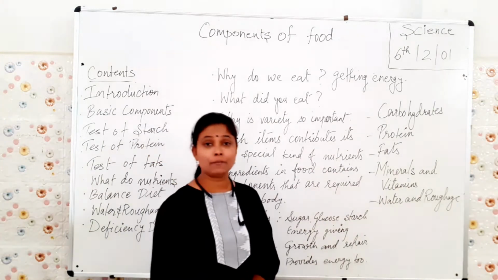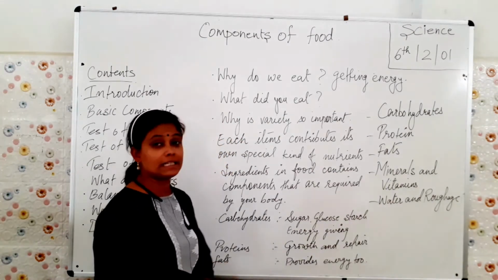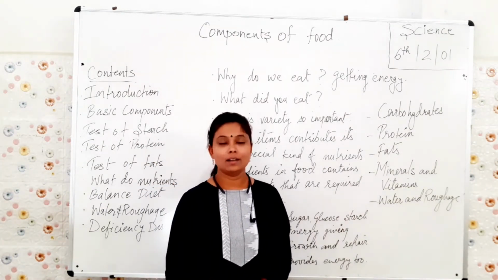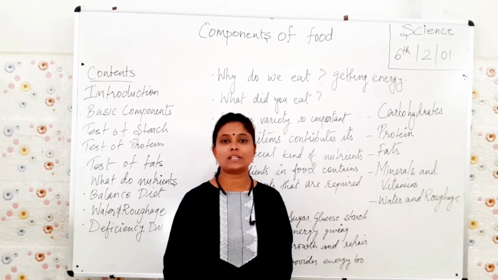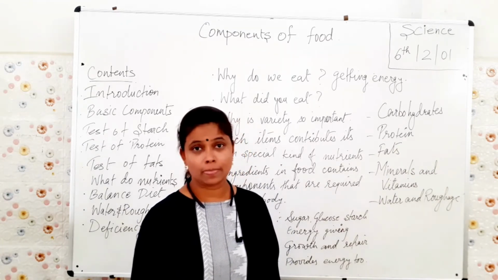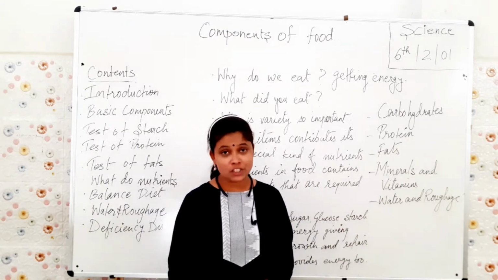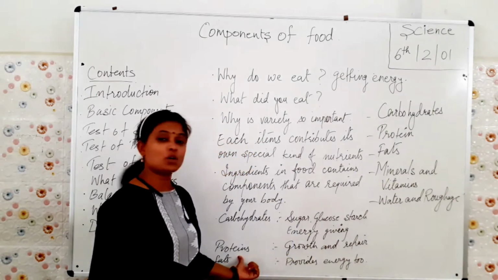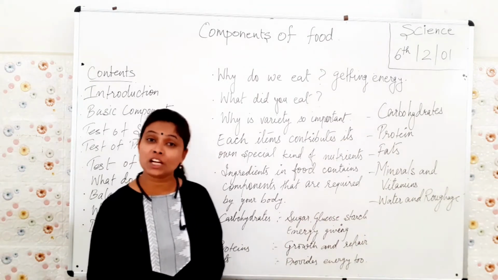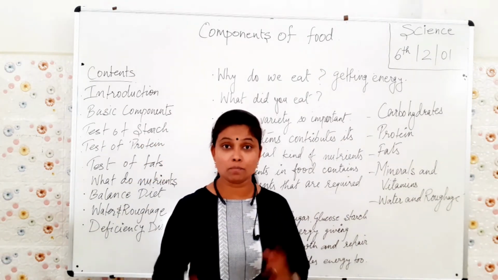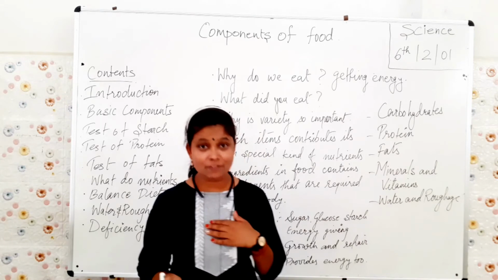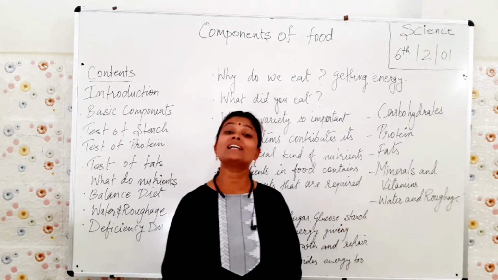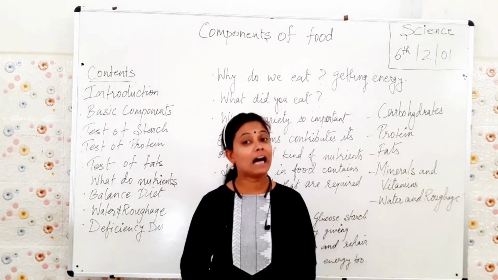Next, what do we have? Next we have proteins. Now, we get protein if you are vegetarian. The sources of protein are dal and cereals. But if you are non-vegetarian, then you are somewhat lucky, as you can get protein from fish and egg in bulk. Myself, I am purely vegetarian and I believe that I should take dal.